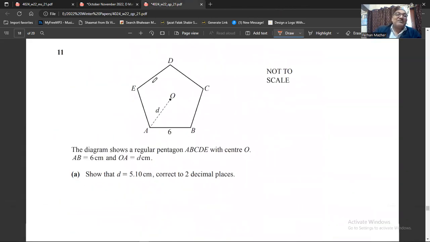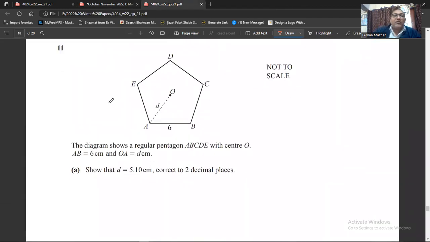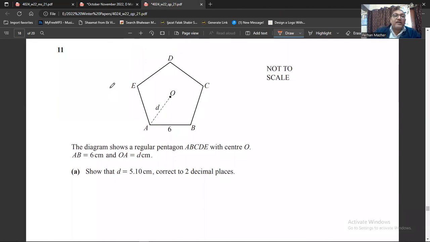We are done with question number 10. Now we are going to the next question, that is question number 11. The diagram shows a regular pentagon ABCDE with the center O. AB is 6 centimeters and OA is D. Show that D is 5.10, correct to 2 decimal places. Okay, so whatever distance is this, the same will be the distance here, and here, and here.